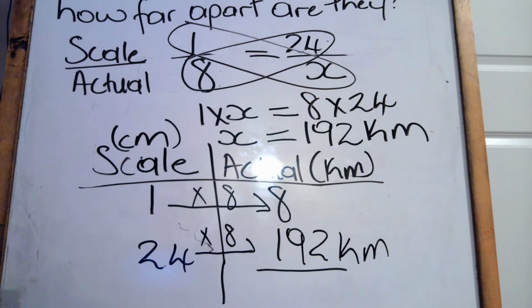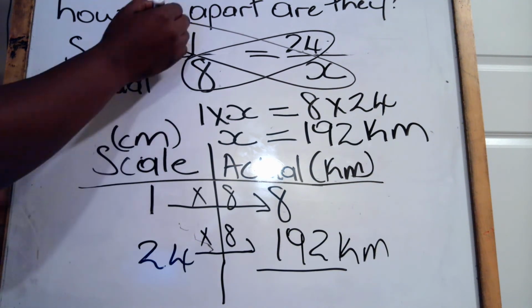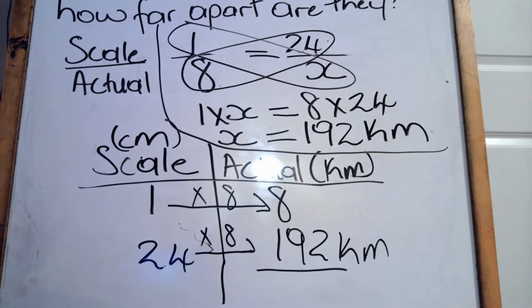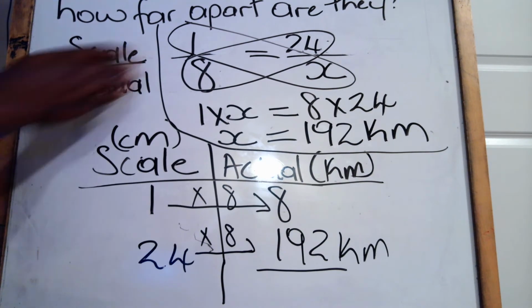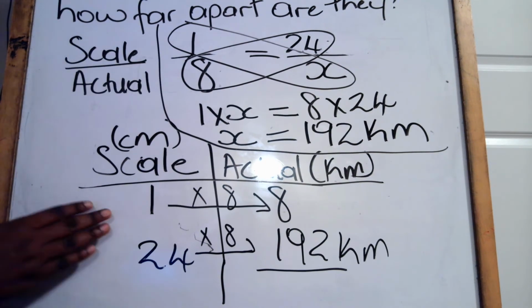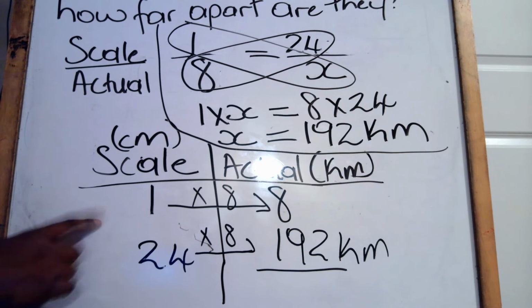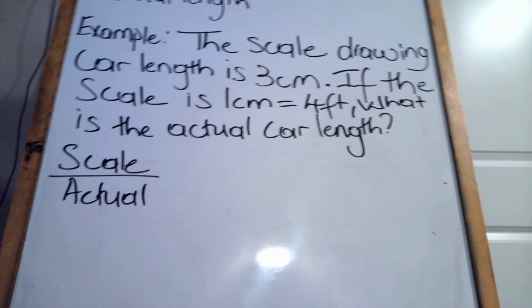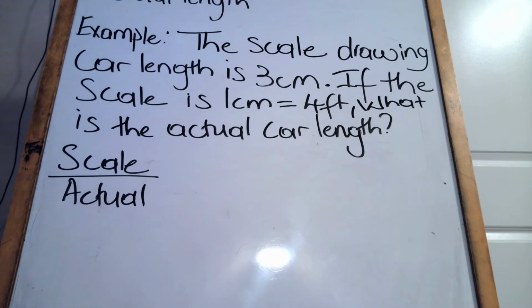Just the same. So any of the methods would work, whether you want to set it as a proportion or do it in the table format. The third example.